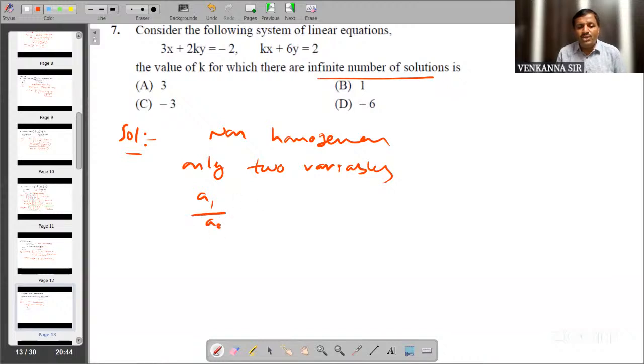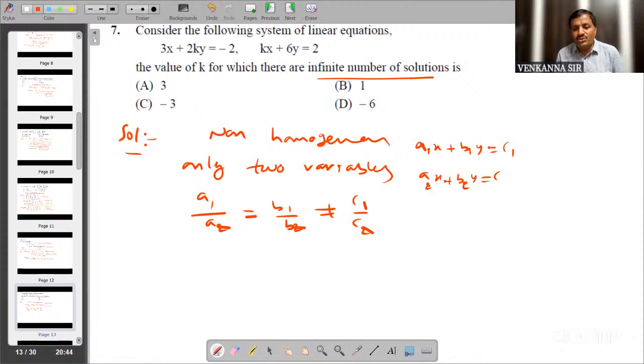A1 by A2 is equal to B1 by B2 is not equal to C1 by C2. Remember this condition. A1x plus B1y is equal to C1. A2x plus B2y is equal to C2. This is the condition. What is the A1 value here? Observe here. A1 is 3. A2 is k. 3 by k. B1 by B2, 2k.